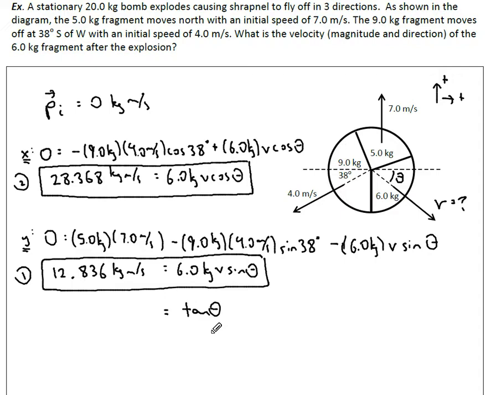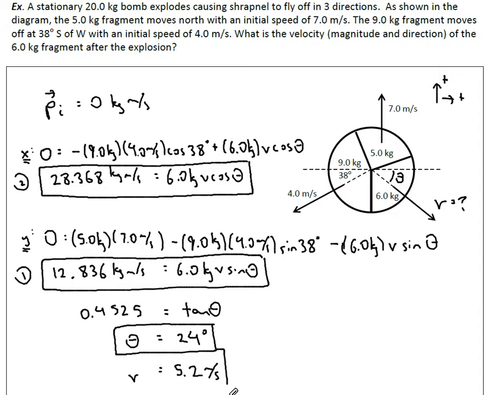On the left side we have that 12.836 divided by 28.368. We end up with 0.4525. Now inverse tan, we end up with an angle of 24 degrees. You can plug that angle into either of the 2 equations again, and we get v is equal to 5.2 meters per second. And we're done.